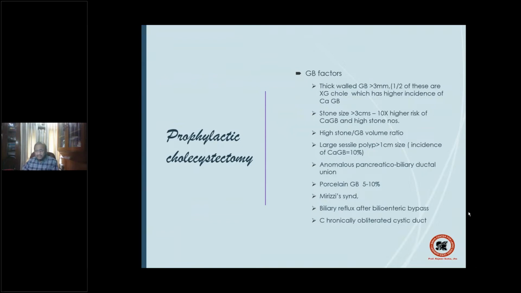Large sessile polyp, more than 1 centimeter size. Incidence of carcinoma gallbladder 10%. So you have to go in and do a prophylactic cholecystectomy. Anomalous pancreaticobiliary ductal union. Porcelain gallbladder, always do a cholecystectomy. Why? 5 to 10% chance of carcinoma gallbladder. Mirizzi syndrome, because the patient's got a fistula, do a prophylactic cholecystectomy. Biliary reflux after bilioenteric bypass, do a prophylactic cholecystectomy. And chronically obliterated cystic duct, do a prophylactic cholecystectomy.